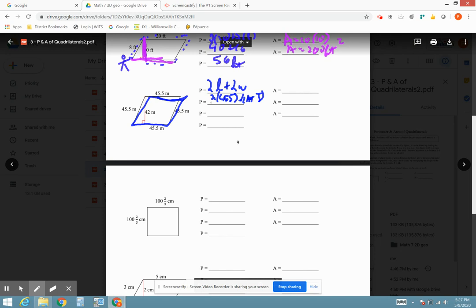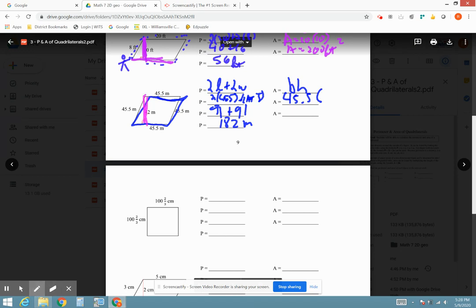So 45.5 times 2 is 91, plus 91 is 182 meters. Then remember base times height. The base is 45.5. The height, be careful. Oops, it should be in pink.